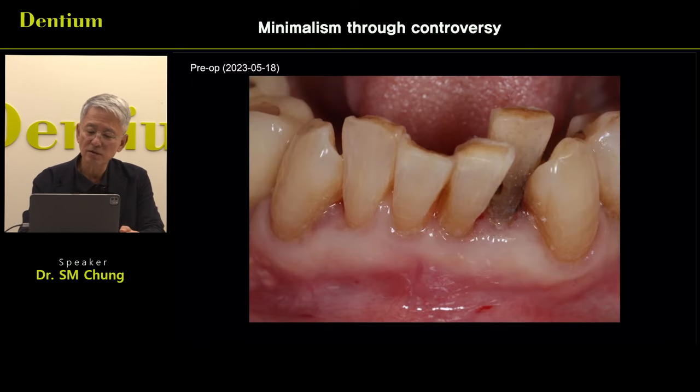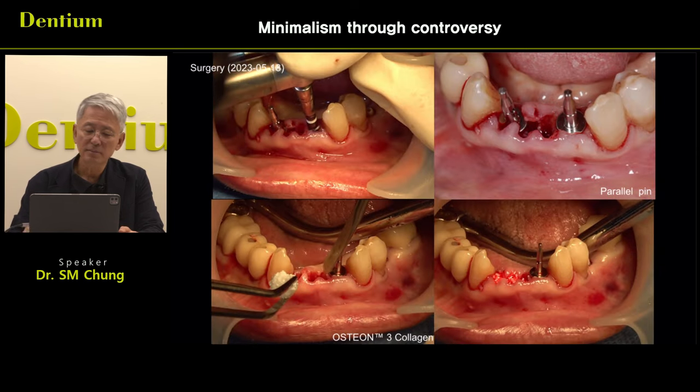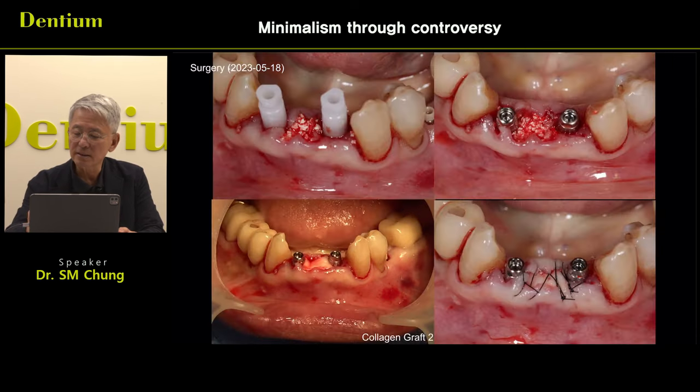So with this patient, we have extraction, and with the pin guide, we placed the two implants between the labial bone and the lingual bone. The implant diameter is 2.0, and with the socket preservation concept, this is a digital abutment.